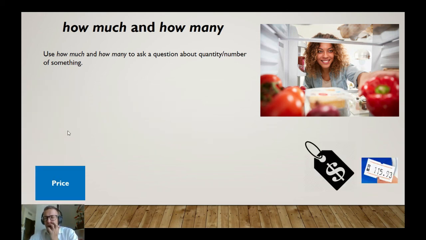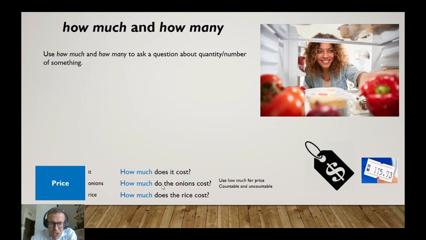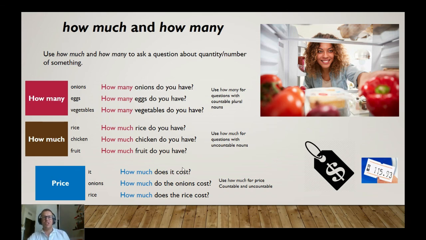Just a little extra. When we talk about price, the money you pay for something, this is how much for price. And it doesn't matter what you are talking about because price is money and money is uncountable. So we use how much. How much does it cost? How much do the onions cost? How much does the rice cost? Because we're asking cost, the price, we use how much. Okay, so this is how much and how many.